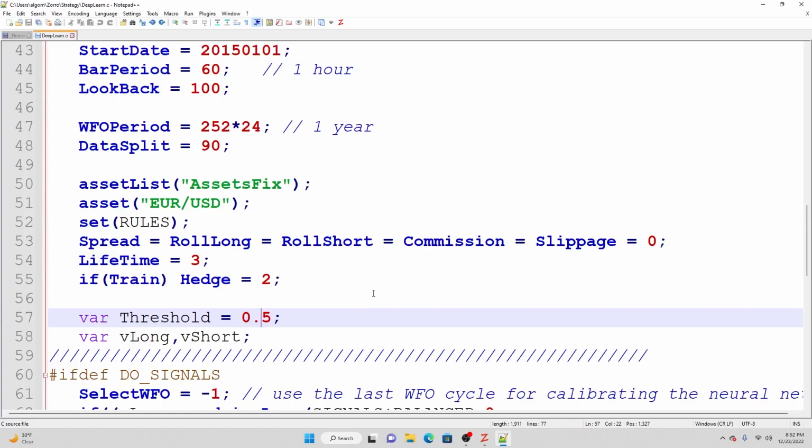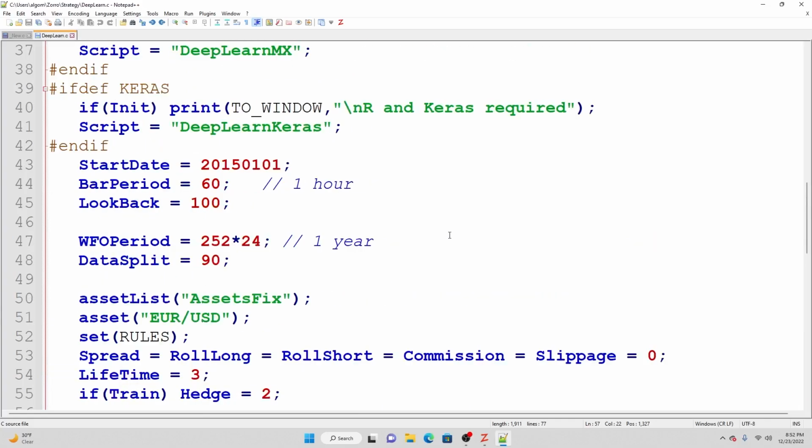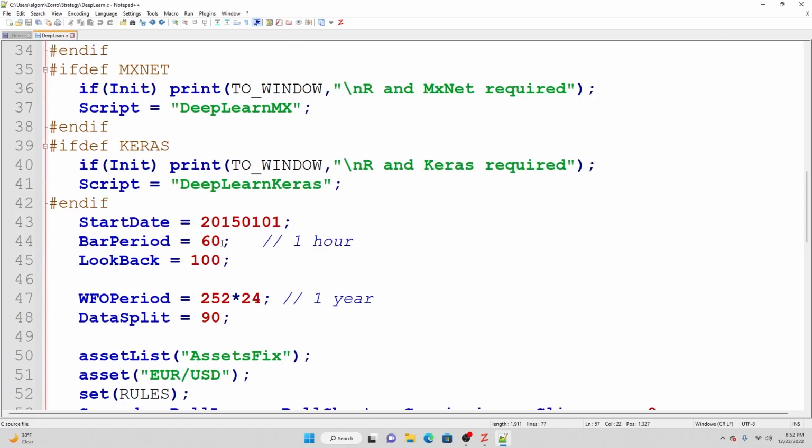Now, what we see here is that we are trading the hour. We are trading on hourly bars. We're not trading the minute bars, but we do have minute data. So another thing that you can experiment with is to change this. Make it, I don't know, 1 minute. So you're trading 1 minute bars.